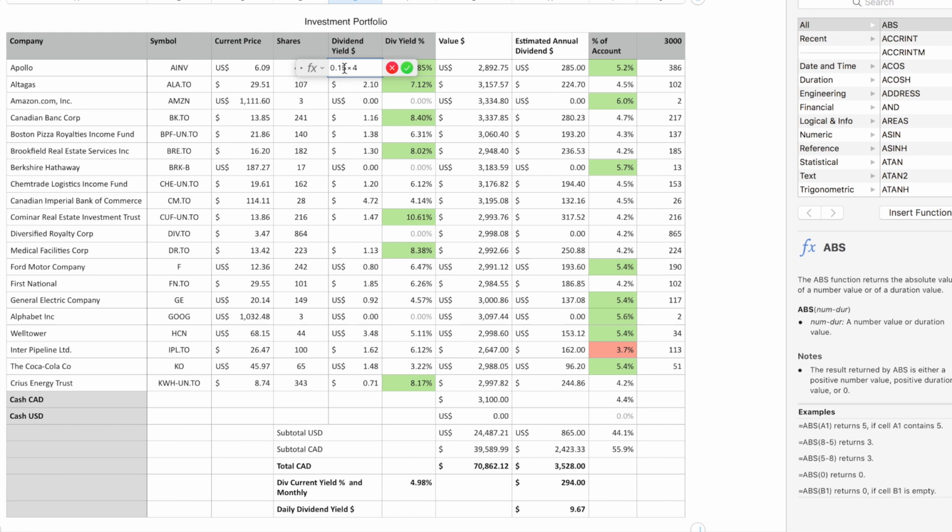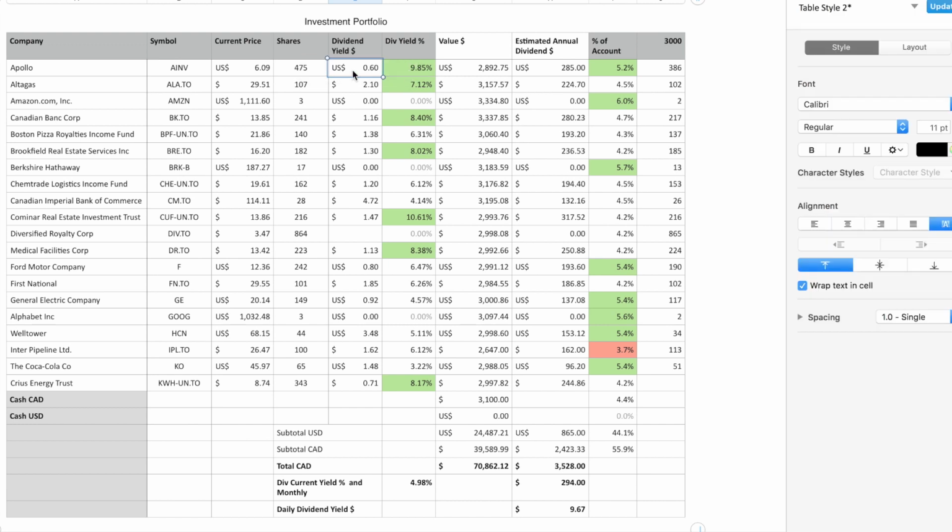This one pays 15 cents times 4, so that would be annually. So 15 cents every quarter gives us 60 cents per year. So the dividend yield on this stock at its current price of $6.09 is 9.85%.